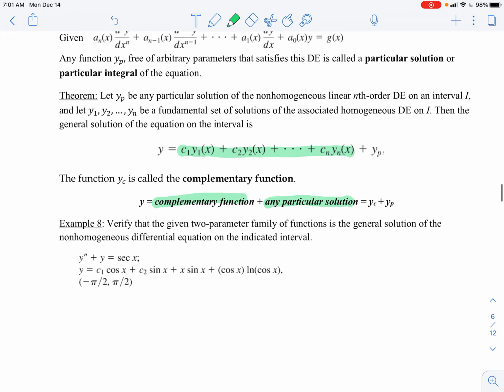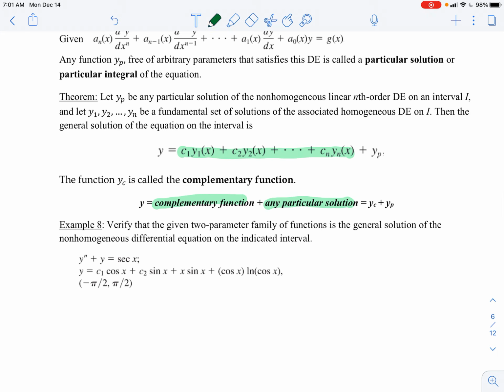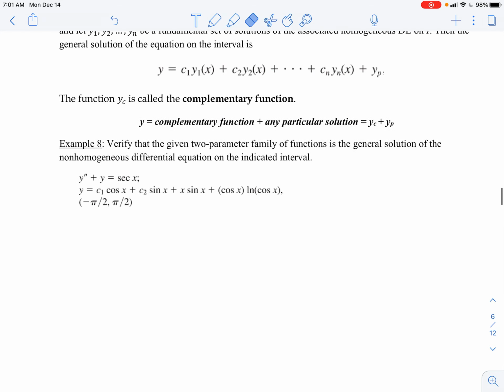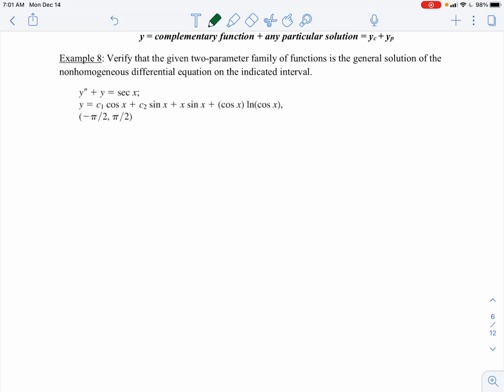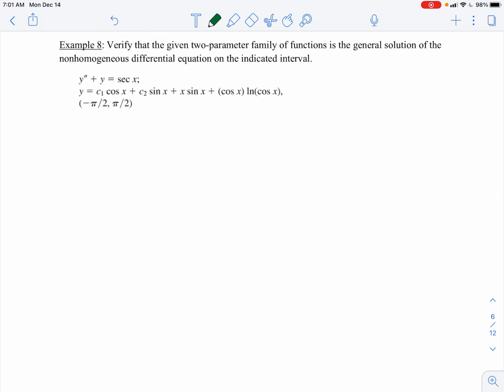So verify, example A. We want to verify the given two-parameter family of functions is the general solution of the non-homogeneous differential equation on the indicated interval. So here we have y double prime plus y equals secant of x. So there's our differential equation. And we're told that this is a solution: y equals c sub 1 cosine of x plus c sub 2 sine of x plus x sine of x plus cosine x natural log cosine x. And we're going to use negative pi over 2 to pi over 2 as our interval. Alright, so let's go ahead and we have y.